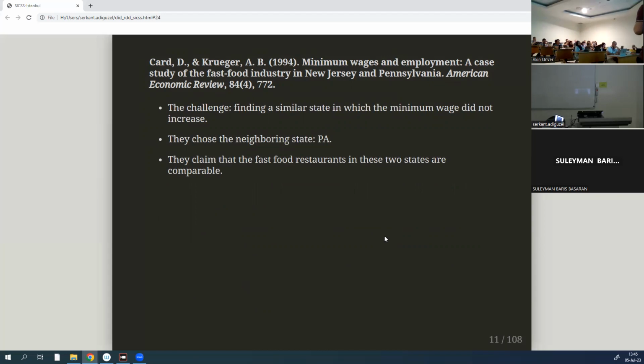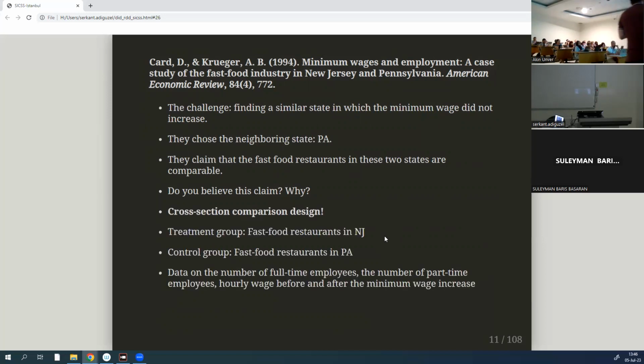So this is the setting. All right. The claim is, of course, Pennsylvania is comparable to New Jersey. The nice thing is that if you have data, you can kind of test this, which I'll briefly explain as well. First, let's start with a very simple design.